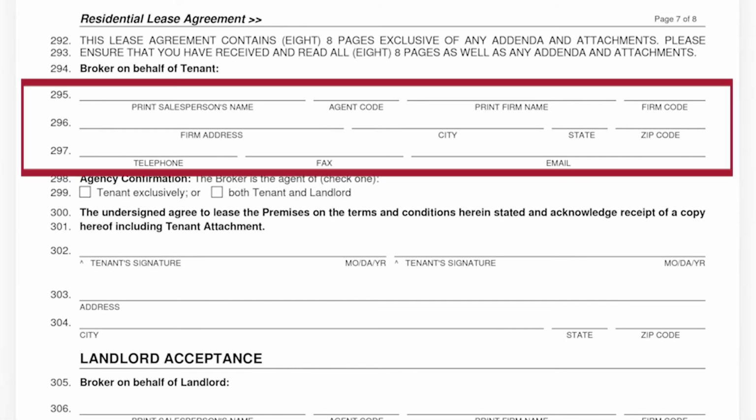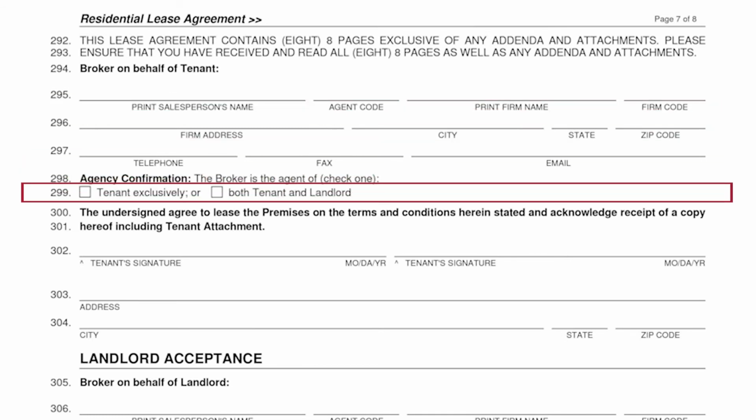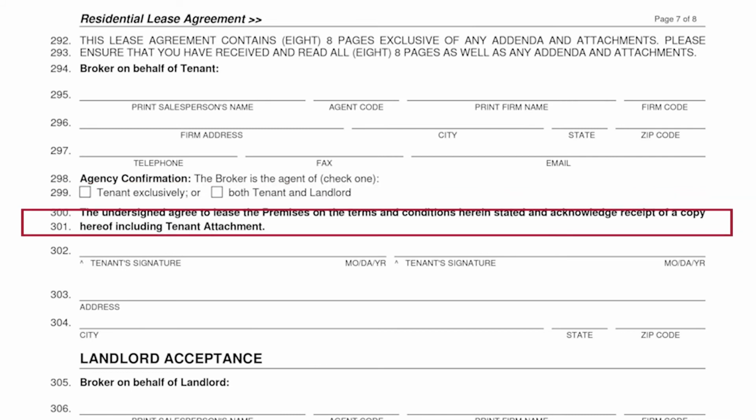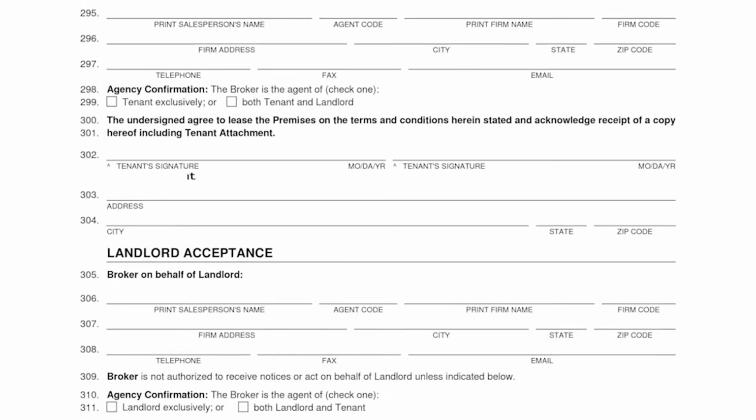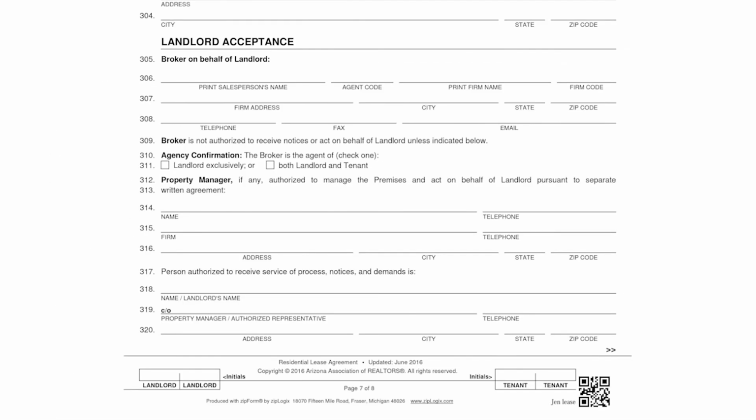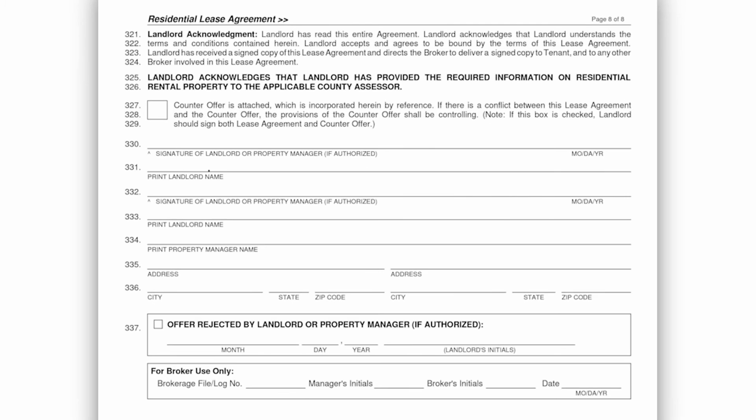Lines 295 to 297, this is where you'll list your name, your MLS agent code, firm name, etc. Line 299, check the box if HomeSmart is representing the tenant exclusively, or the second box if HomeSmart also is the listing brokerage. Line 302, this is where the tenants will sign the lease agreement. And lines 305 to 337 will be completed by the listing agent and the landlord.